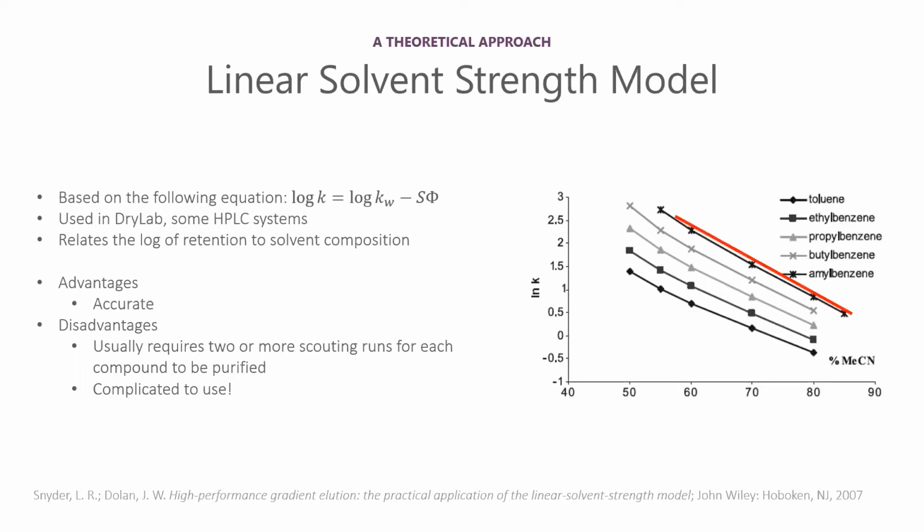Different compounds will have their own lines based on their relative interaction with the column. In order to form these lines for an unknown compound, there needs to be at least 2 scouting runs with different slopes. The multiple runs allow solution of simultaneous equations to determine the solvent composition for a desired K value, a desired retention time. It is more complicated to use this model in practice. There have been several refinements of this model over the years, but the original is still accurate for most compounds and purposes.